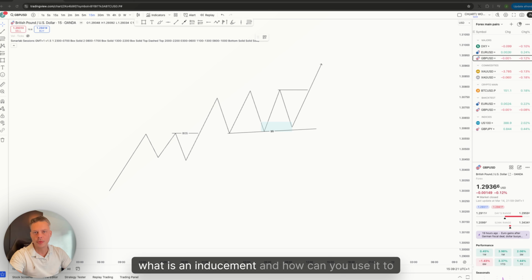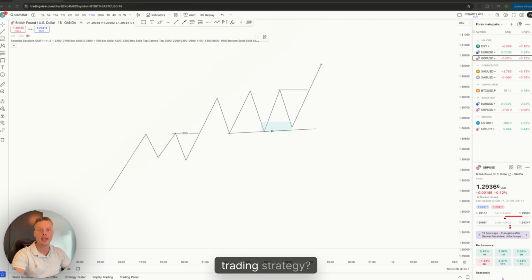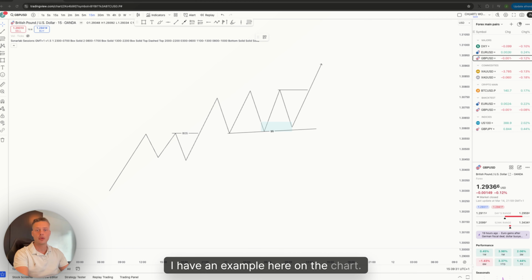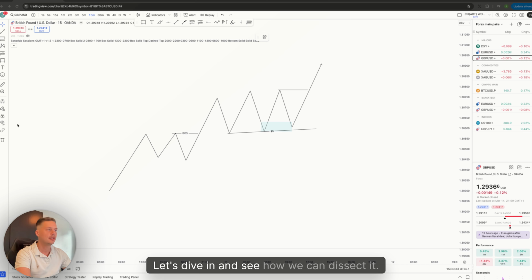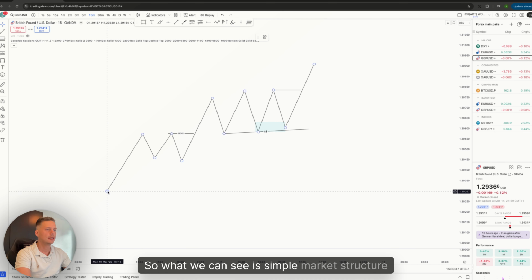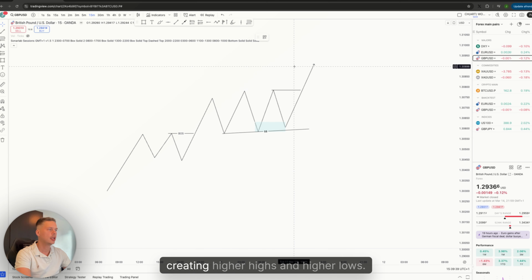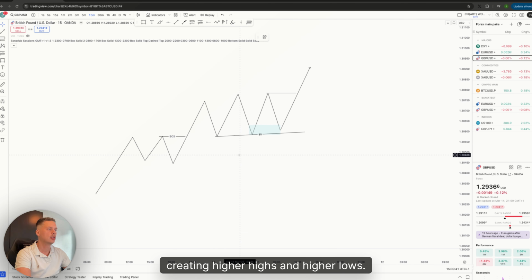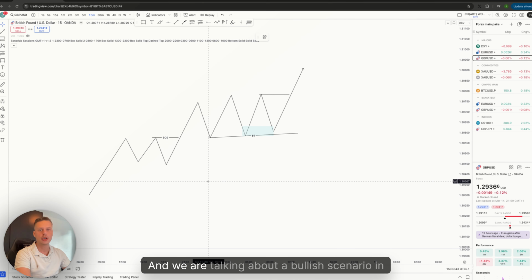What is an inducement and how can you use it to avoid more losses and take more wins into your trading strategy? All right, I have an example here on the chart. Let's dive in and see how we can dissect it. So what we can see is simple market structure stepping up, creating higher highs and higher lows. And we are talking about a bullish scenario in this case.